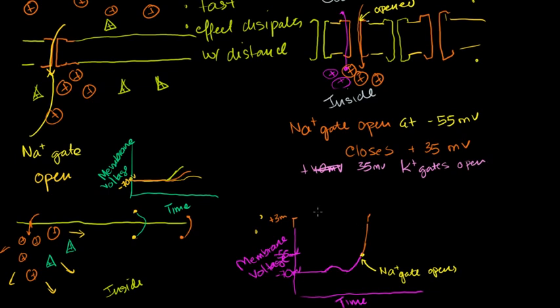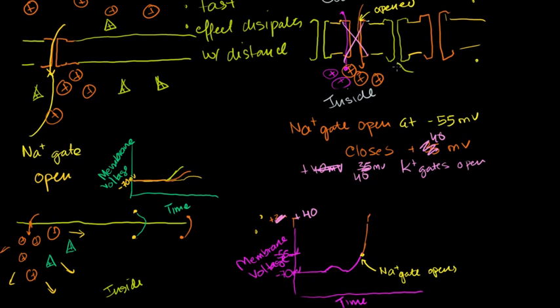So what's happened here? All of a sudden, we're at plus 35 or maybe plus 40 millivolts. Let's just say plus 40. I think you get the idea either way. So at plus 40, this guy's going to close. So this guy shuts down. No more positive ions are coming in. But now we are more positive inside, at least locally, at this point on the membrane, than we are outside. And so this gate will open.